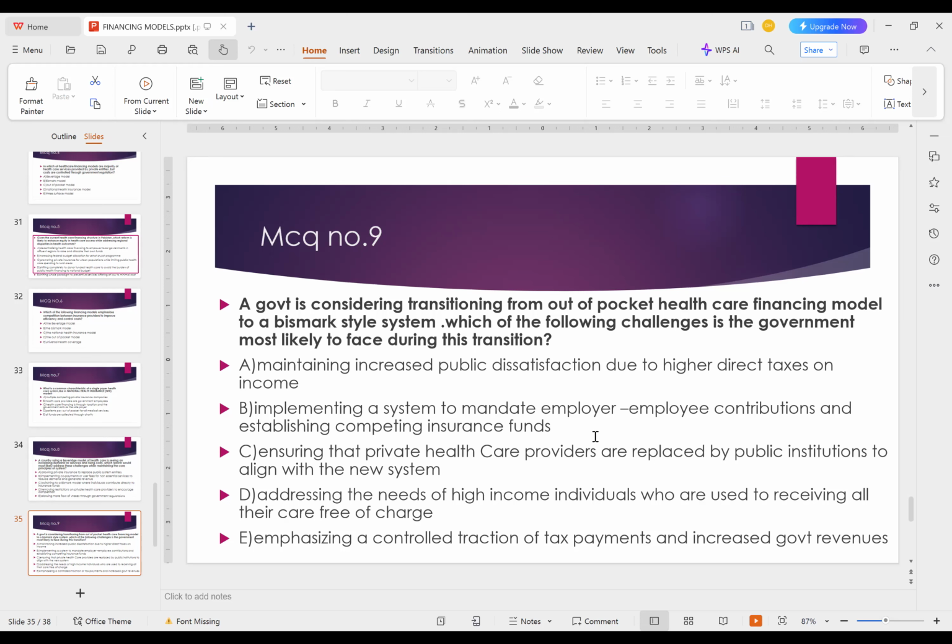The correct answer here lies in implementing a system to mandate the employer-employee contributions and establishing competing insurance funds. Competing insurance funds are public-private contributory funds, and they are mostly employed in the developed countries.